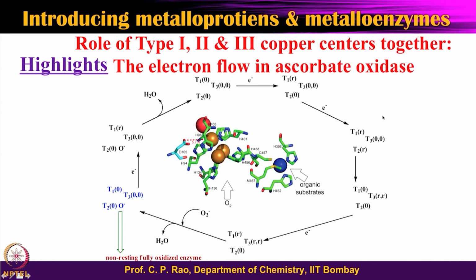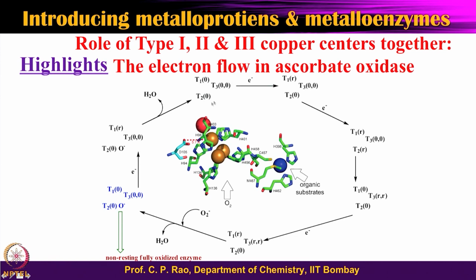There are some cases where you have type 1, type 2, type 3 copper centers all together in one. This example is ascorbate oxidase. Type 1 is shown as T1, type 2 is shown as T2, type 3 is shown as T3. Type 3 has got 2 copper centers. So, in this case, it is O, oxidized.